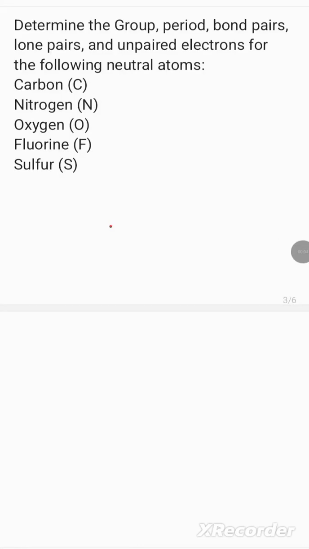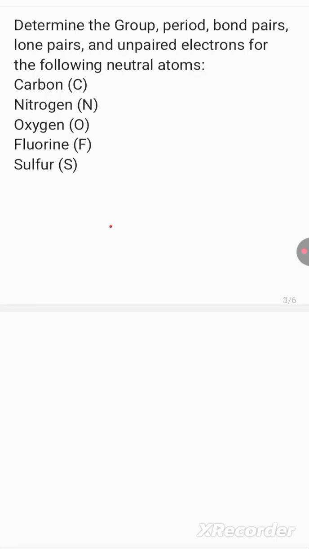In today's class, we are going to be discussing how we can determine the group, period, bond pairs, lone pairs, and unpaired electrons for any neutral atoms. If you want to determine all these things in the simplest way, there is a very simple trick, whether they ask you inside the class or you are having an exam. This is the simplest trick that we can use. So let's get into it.